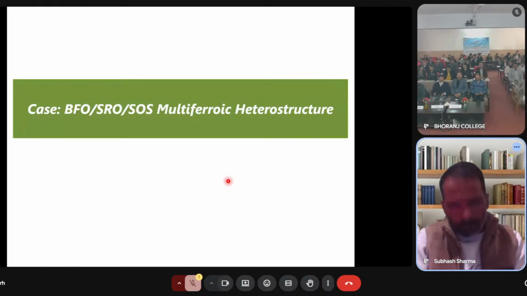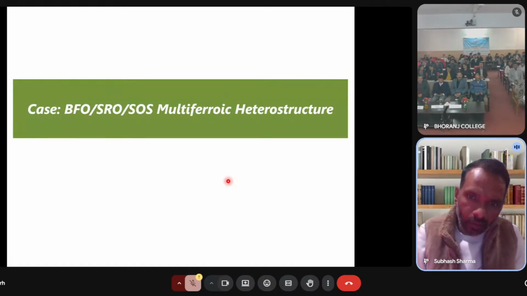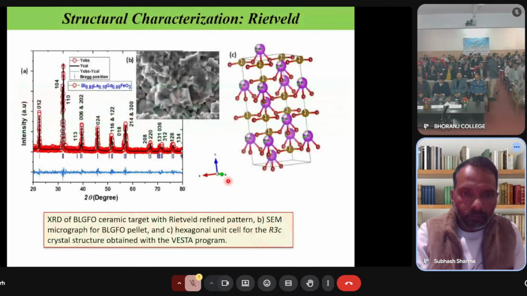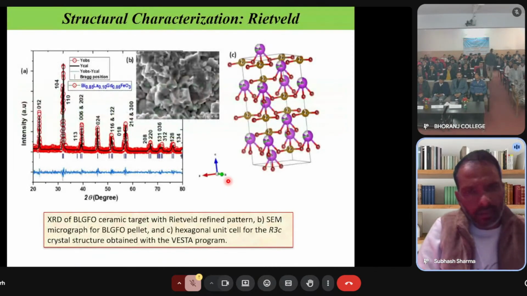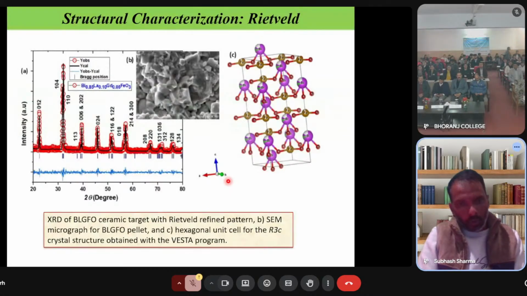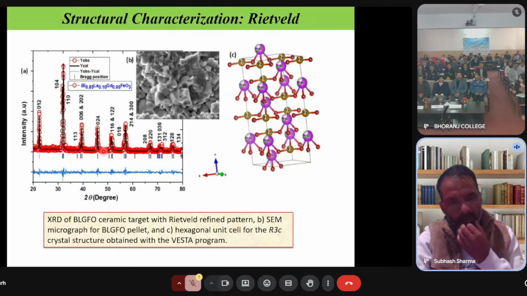I'm going to discuss the work of one of my master's students. She has made a thin film by sputtering. In material science, the first step is to check whether your material is single phase, or whether it is the desired phase you expect from the synthesis. So the first step in material science is always X-ray diffraction.